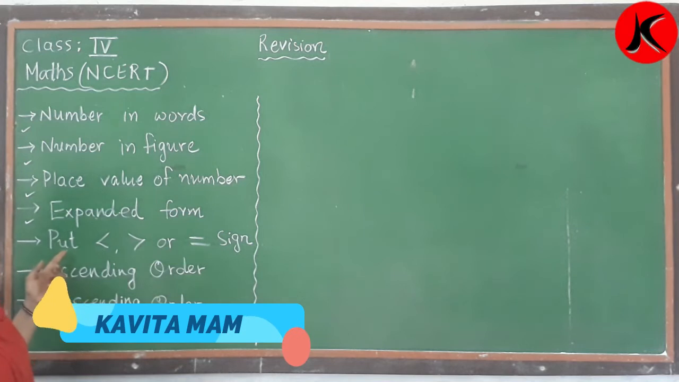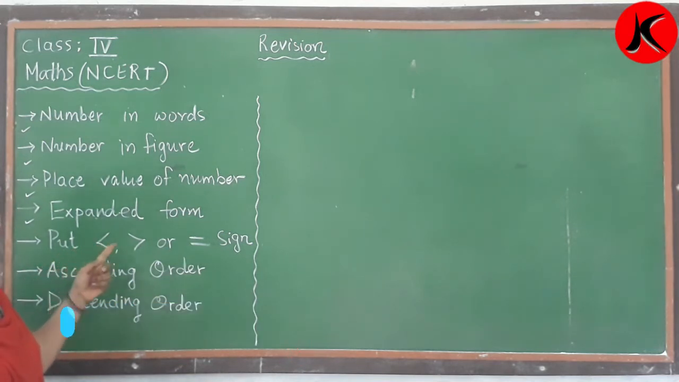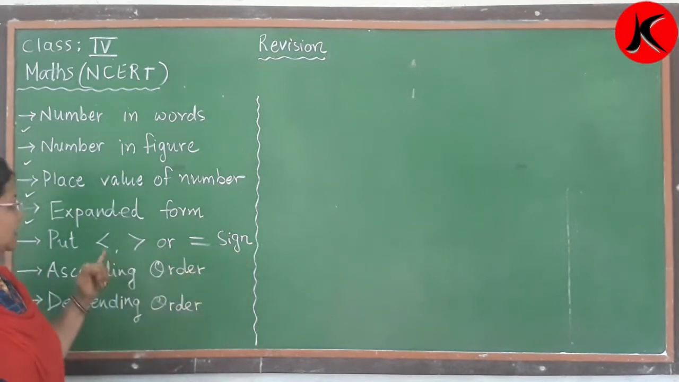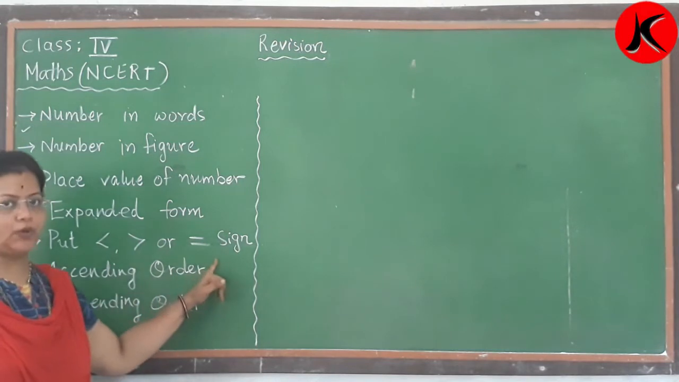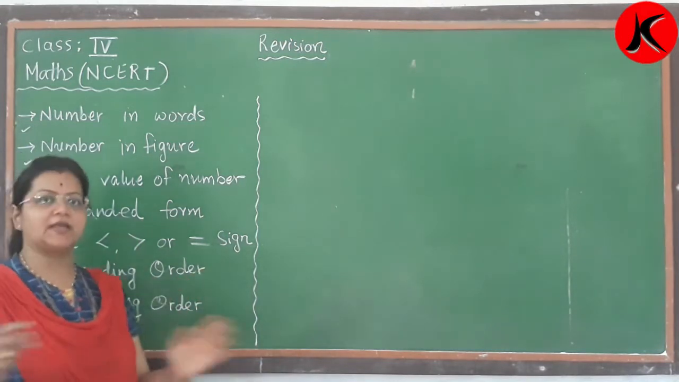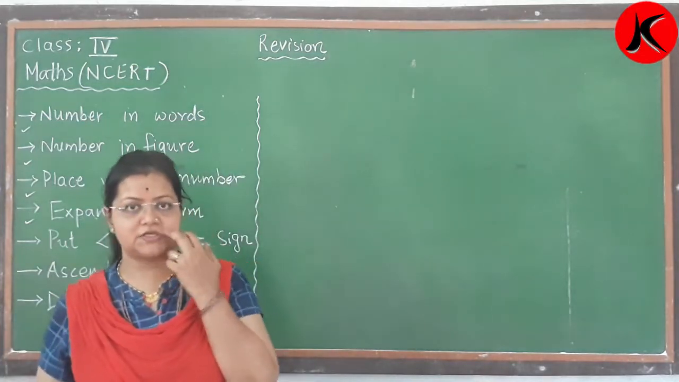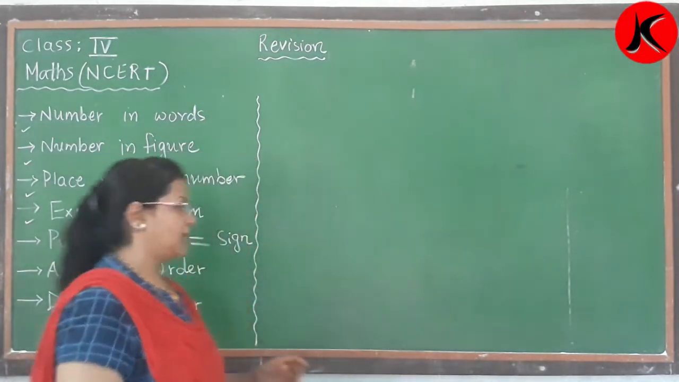Now, next topic: put the less than, greater than or equal to sign. Here different signs are there: less than, greater than, or equal to. Equal to means both sides have an equal number. If here 5% are there and here also 5%, so both sides are equal.